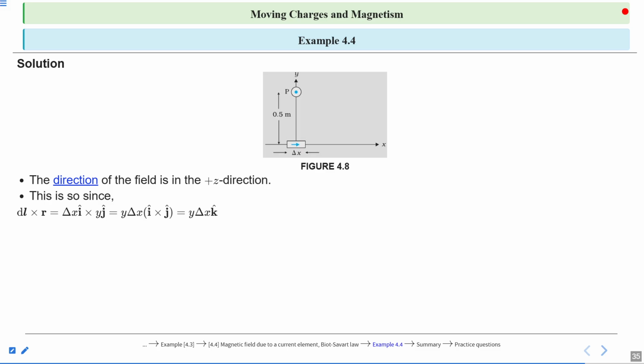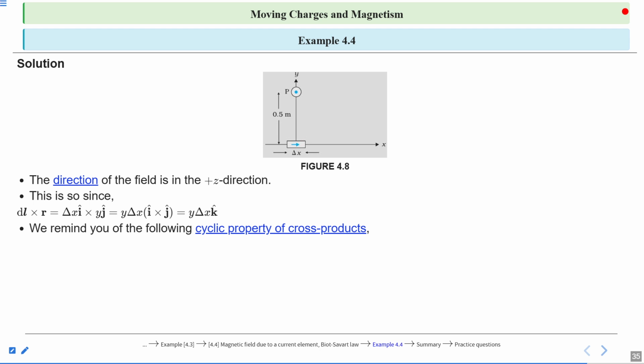So dl cross r, dl is in i cap, r is directed towards j cap. So delta x i cap into y j cap equals y delta x, i cross j. What is i cross j? k cap. So y delta x k cap. So its direction is positive z axis.